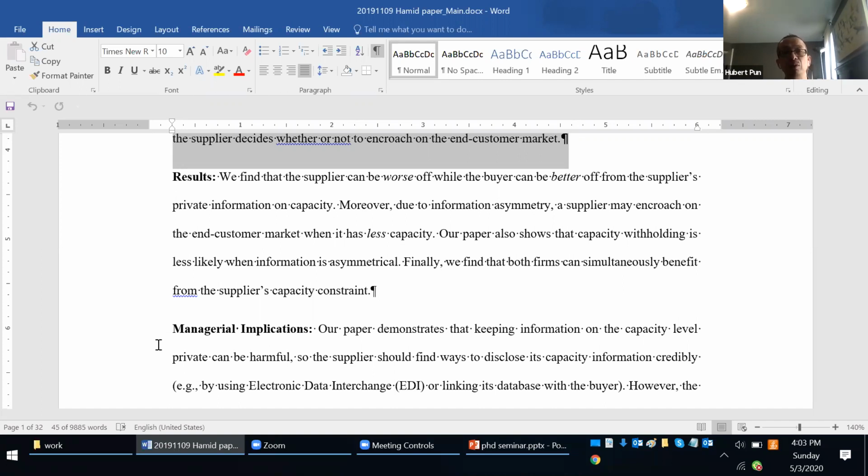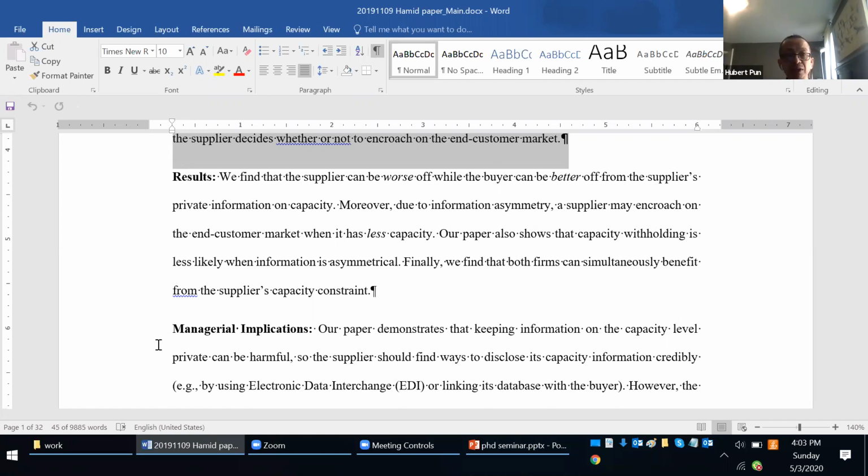For example, my paper finds that if you have more information, bad. If you have less information, good. If you have more capacity, bad. If you have less capacity, good. Then the reader reading these results would be really intrigued, really curious about why you have such interesting results.